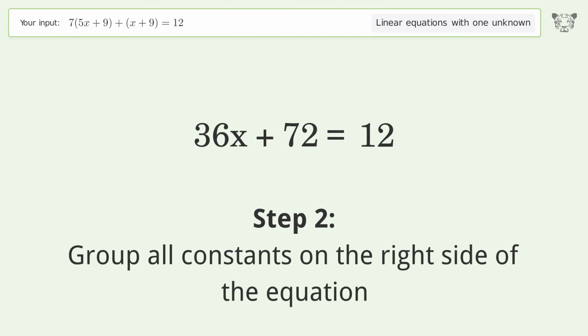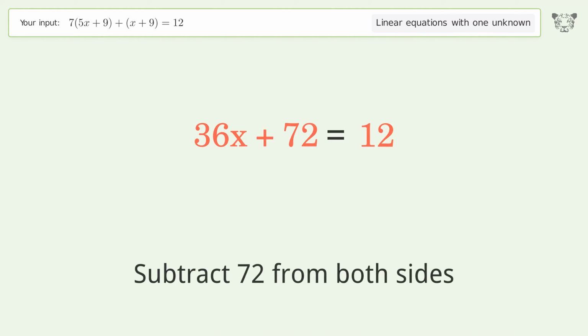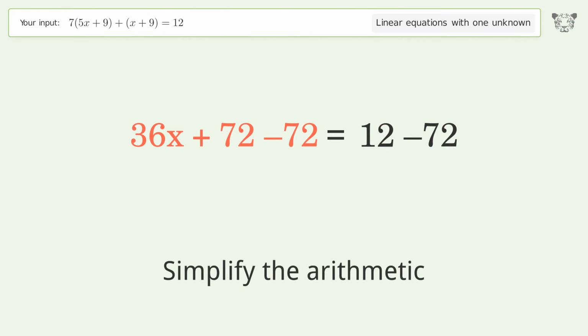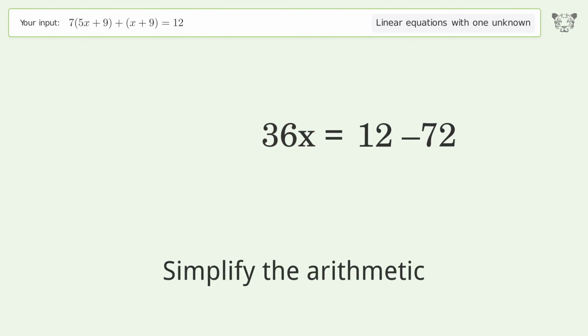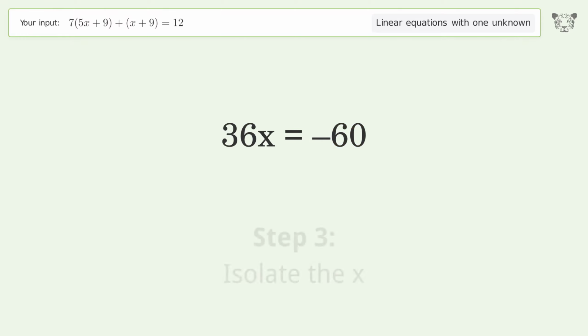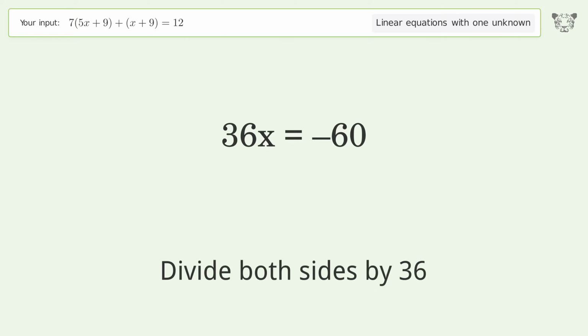Group all constants on the right side of the equation. Subtract 72 from both sides. Simplify the arithmetic. Isolate the x. Divide both sides by 36.